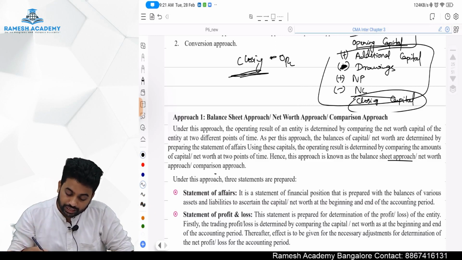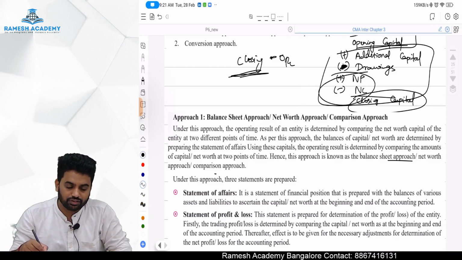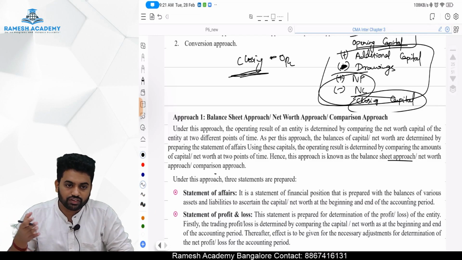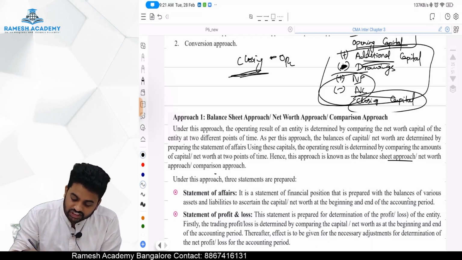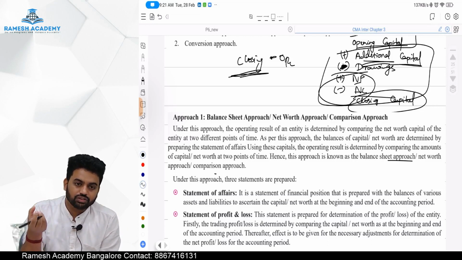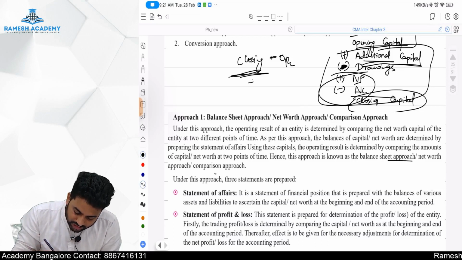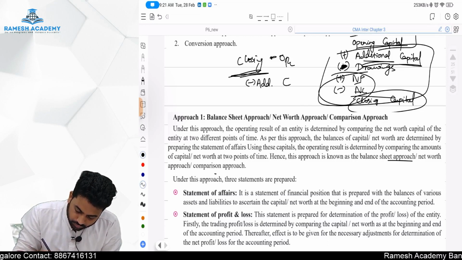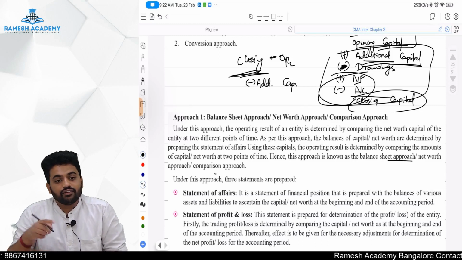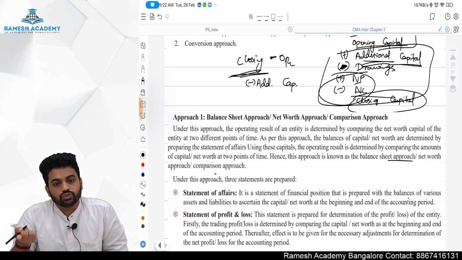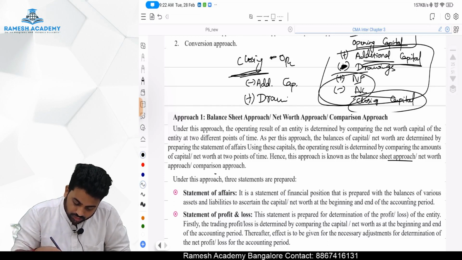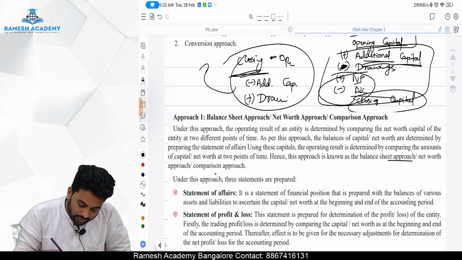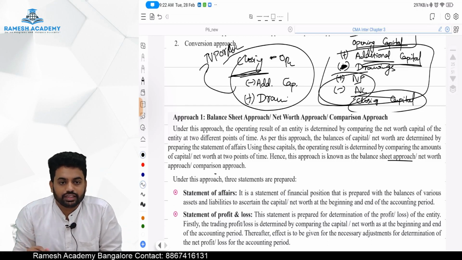Except these two, because that is what we are finding out, net profit and net loss. So what we will do? We added additional capital, so to take out that effect, we will reduce the additional capital. Also, we have reduced the drawings, so to take out that effect, we are going to add back the drawings. So what will we get now? We will get a net profit or net loss.